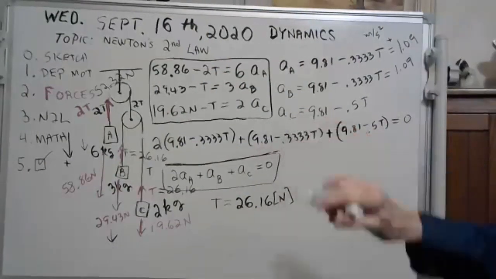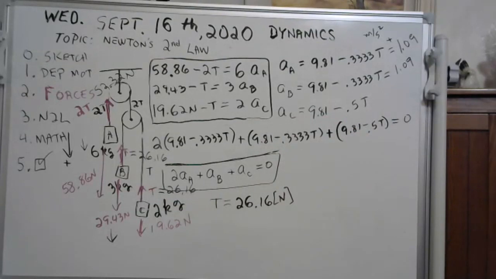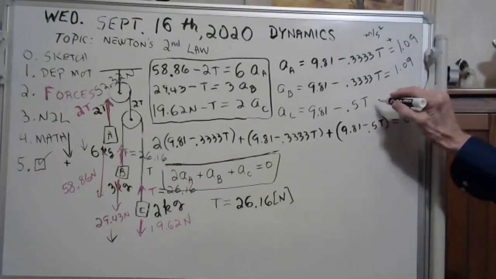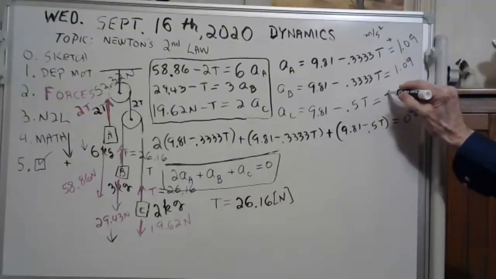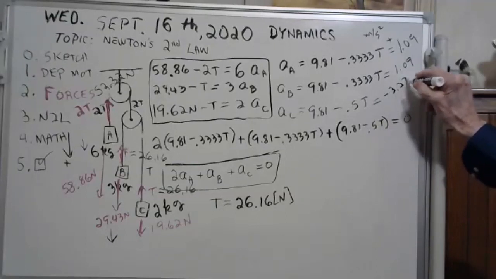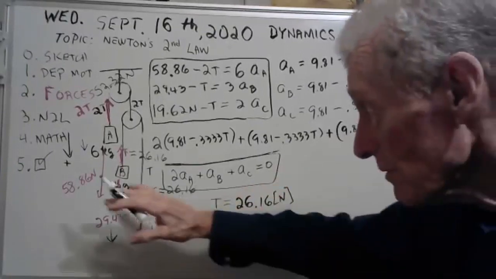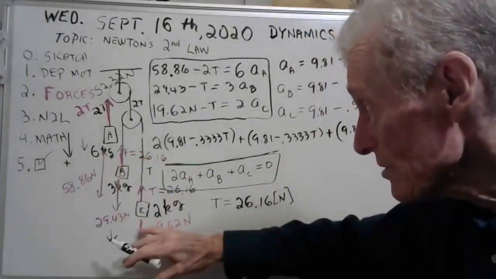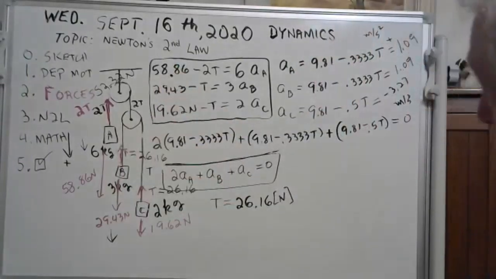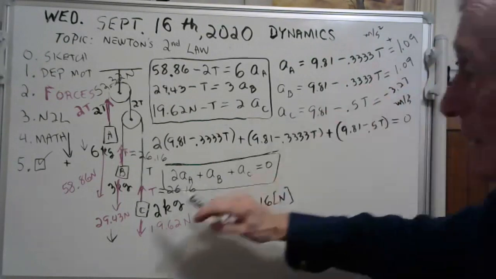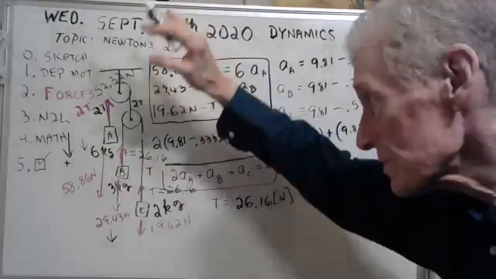Acceleration of C is 9.81 minus 0.5 times 26.16. I'm getting an answer for C of negative 3.27. Those are meters per second squared. You know, if down is plus, then negative is up. C takes off. It's going 3 times. Look, 3 times. C is going to go 3 times as fast as these.